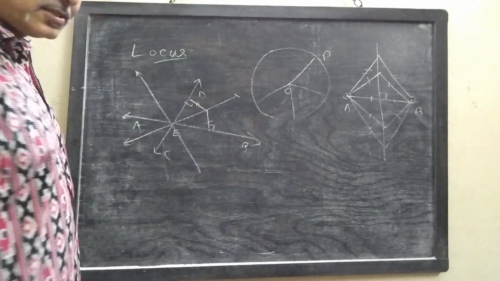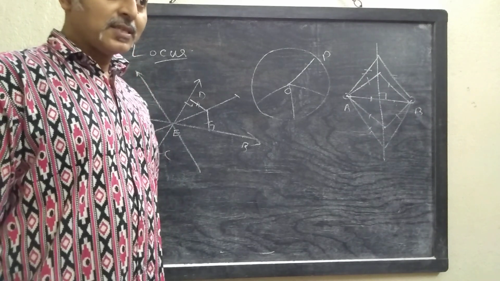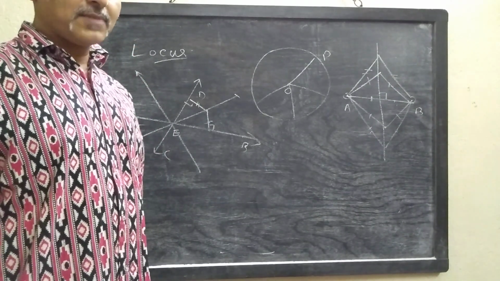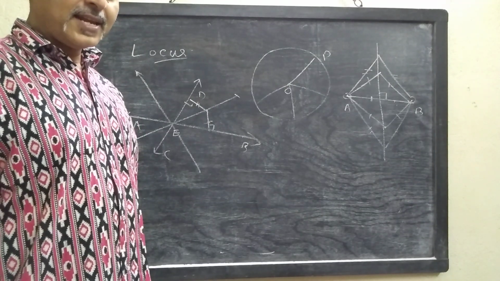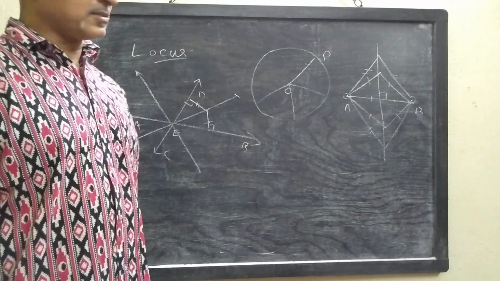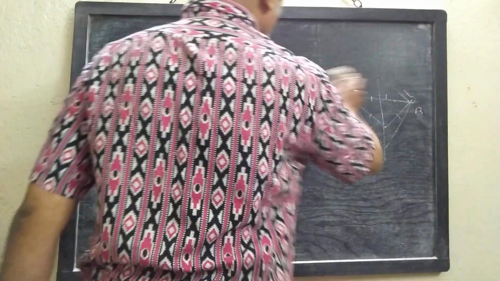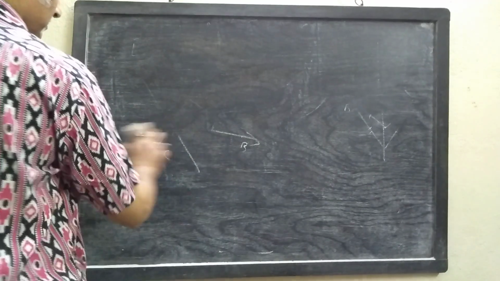So what is locus? Locus is the path traveled by a point moving in a plane, or sometimes in space also, maintaining some restriction or restrictions. Okay. Next, let us go to equation to a locus.